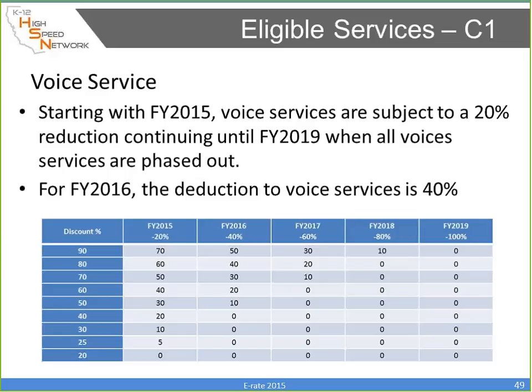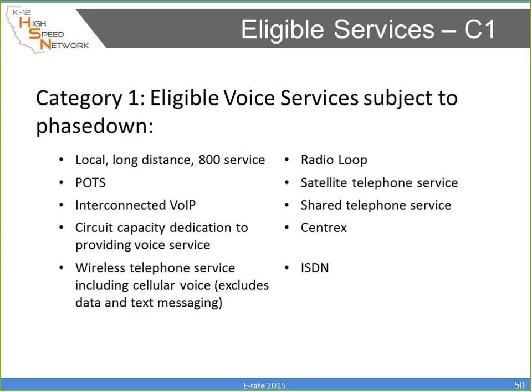The question is, that includes dedicated data transmission services for VoIP. We have a slide for that. I'll get right back to that. Eligible, or the Category 1 voice services that are part of the phase down, we have them listed here. And notice the line item or the bullet that says circuit capacity dedicated to providing voice service. We actually are going to talk a little bit more detail because there's some questions that come out of that. All of these items still qualify for E-rate, but subject to phase down, and they're going away entirely by 2019.